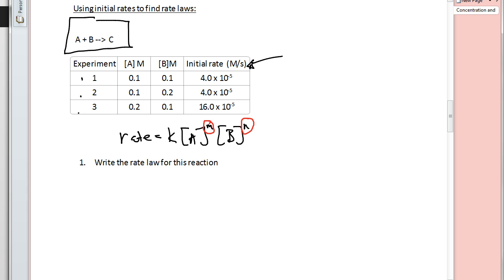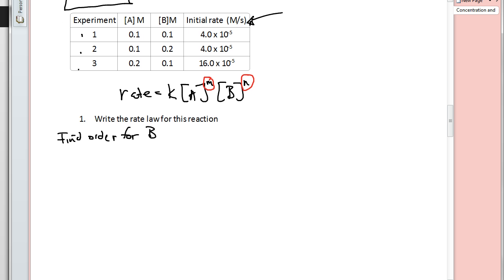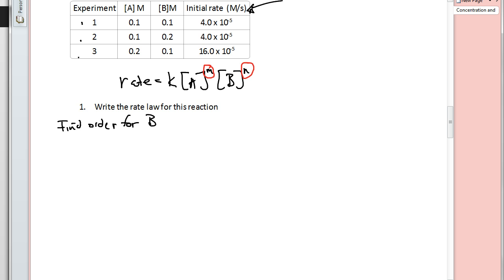We'll do that first. So we're going to first find the order for B, for reactant B. Now, what I'm going to do is compare a couple different experiments. Now, if I look up here at B, well, first I'm going to look at A. And if I look at A, I can see that in experiments 1 and 2, they held A constant. So that's good for me. I can use that information, and I'm going to relate experiment 1 and 2 for B, because I'm really after B. I'm after that exponent on B.